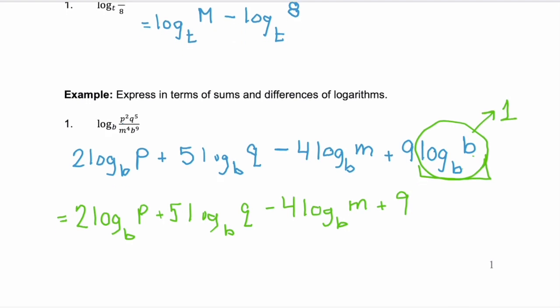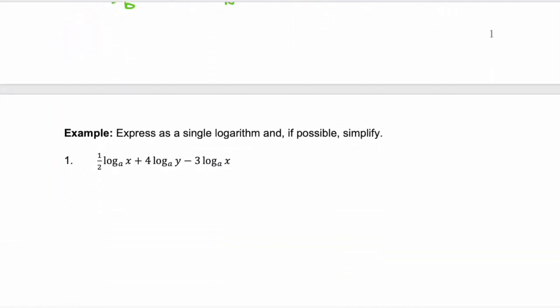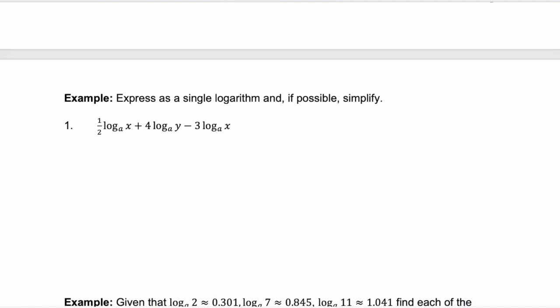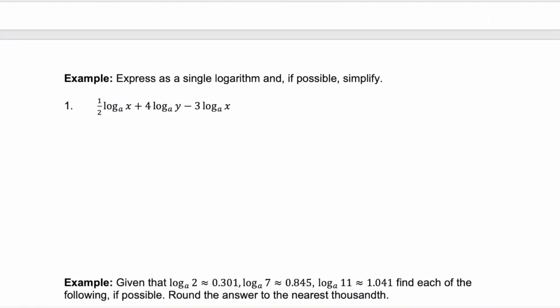Okay, what if we're given one that's already expanded and we need to combine it into a single logarithm? Well, again, go piece by piece. This first part tells us the 1/2 is the exponent for the x. So it's x to the power of 1/2. The next part, the log stays the same, log of base a. There's a 4 in the front, which means it's the exponent for the y. They're separated with addition, so that means these two get multiplied together. So y to the 4th.